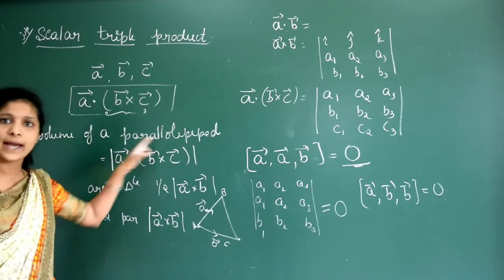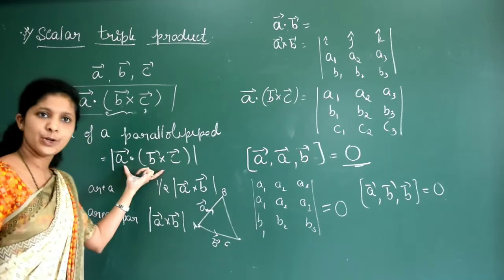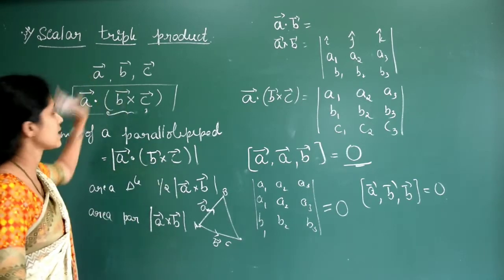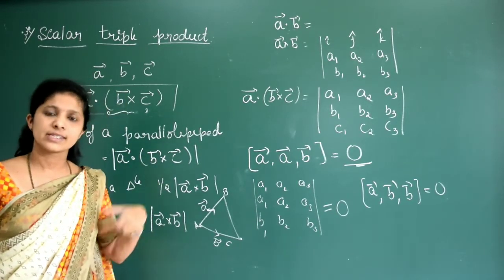Now volume of a parallelepiped is given by magnitude of A vector dot B vector cross C vector. This is about the scalar triple product. Now we will solve some problems.